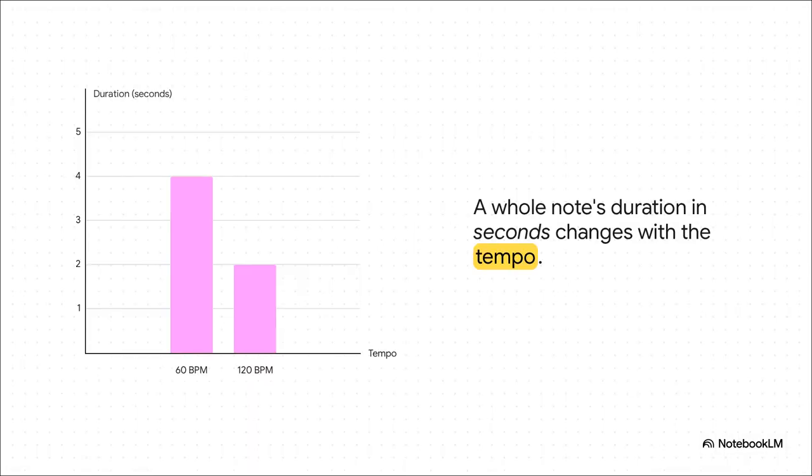Let's put some real numbers to that. So at a pretty chill tempo, say 60 beats per minute, a whole note, which is typically 4 beats, is going to last for 4 seconds. Makes sense, right? 1 beat per second. But if you crank that tempo up to 120 BPM, that exact same whole note is now only 2 seconds long. It's twice as fast.